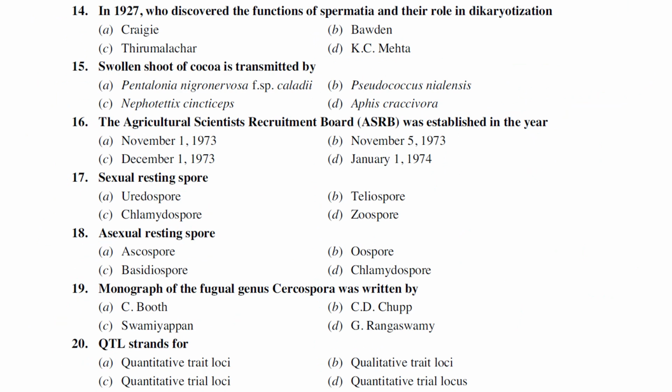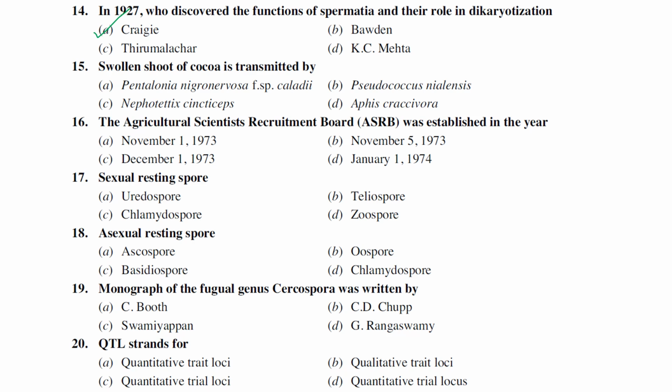So the next one: in 1927, who discovered the function of spermatia and the flexuous hyphae in dikaryotization? Craigie, Bowden, Thirumalachar, Kasi Mehta. So the answer is Craigie. In 1927, Craigie was the first to discover the sexual stage in wheat stem rust, that is otherwise called the spermatial stage. So it was first discovered by Craigie.